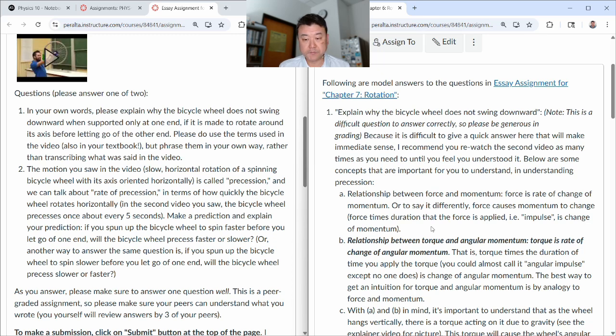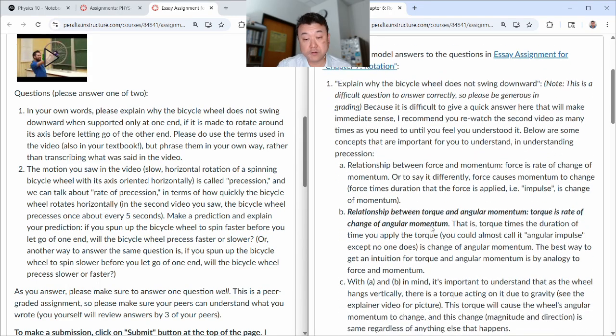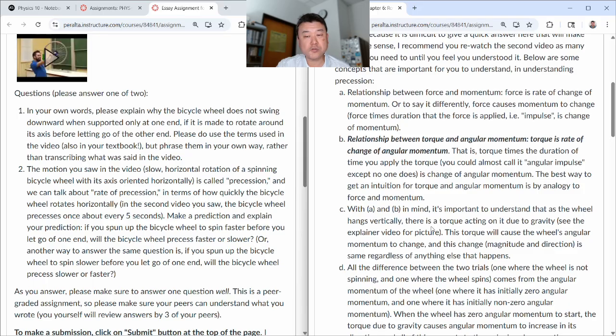B. Relationship between torque and angular momentum. Torque is rate of change of angular momentum. That is, torque times the duration of time you apply the torque, you could almost call it angular impulse, except no one does, is change of angular momentum. The best way to get an intuition for torque and angular momentum is by analogy to force and momentum, and the lecture does describe that.